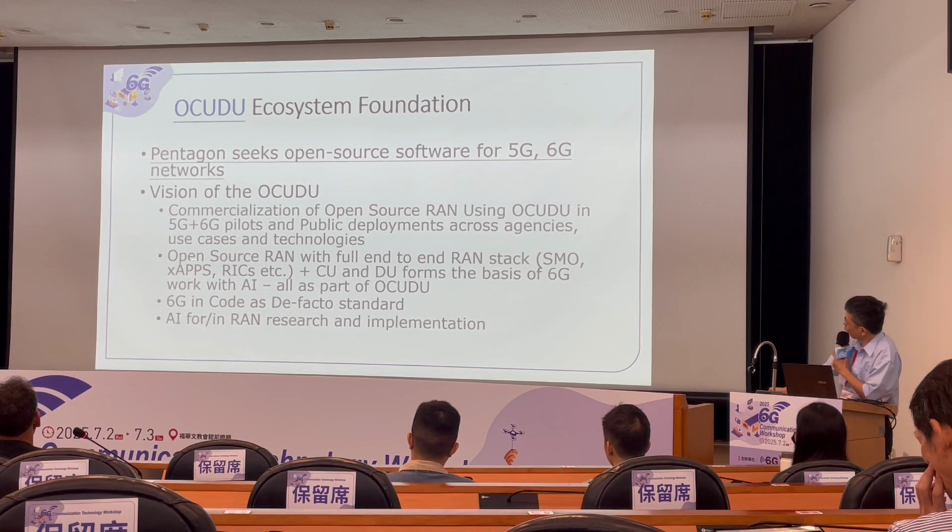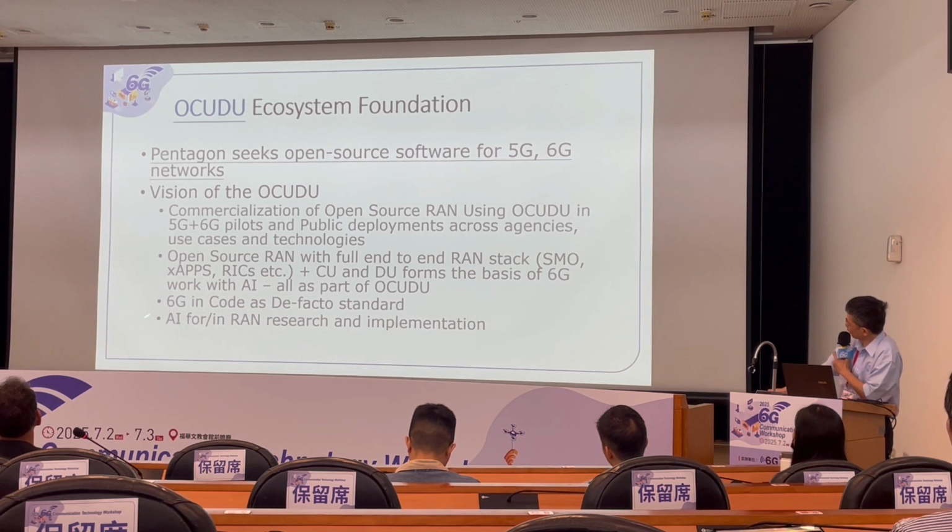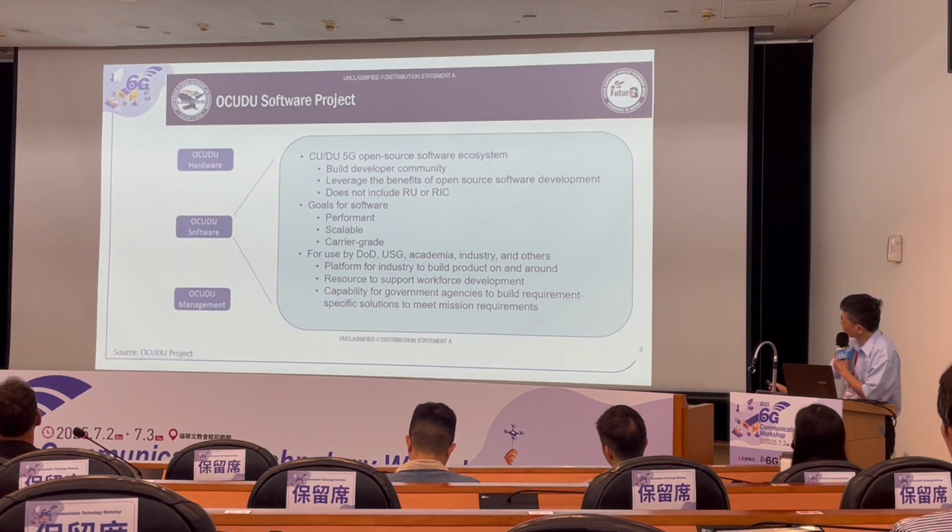Why? They want to have open source RAN with a full end-to-end RAN stack. In addition to RAN, they also consider the management, SMO, RIC. They also want to use SMO, RIC to bring the AI function. Why? Because they said that for AI for RAN, AI in RAN research and implementation, one of the fundamentals is OCU-DU. So this is also one of the project focuses of our project. So this is the project scope.